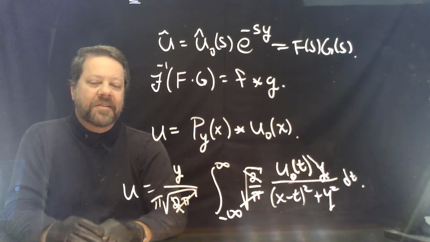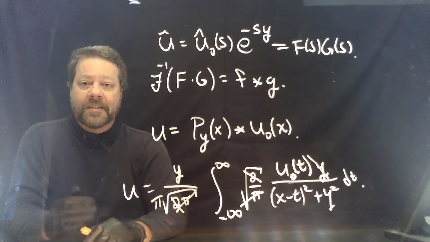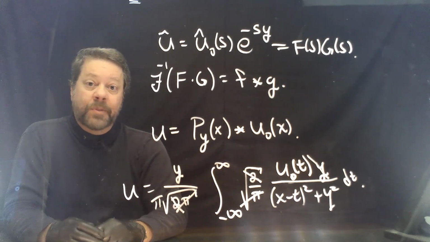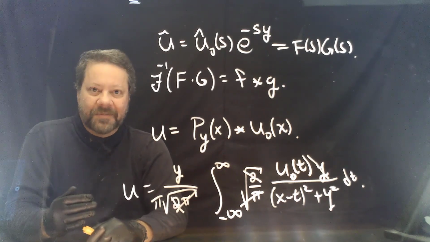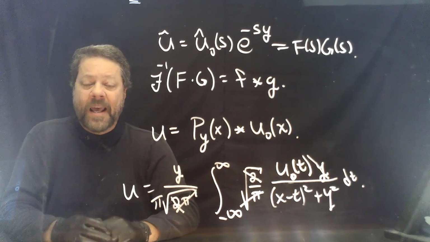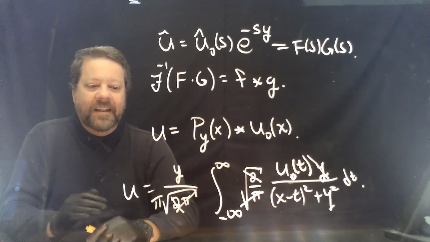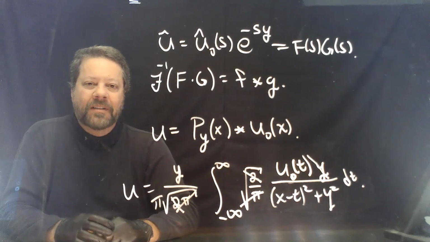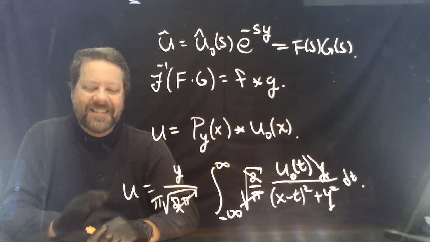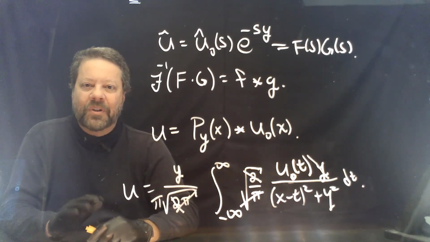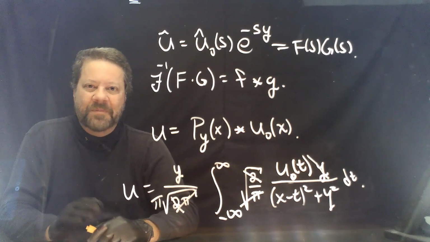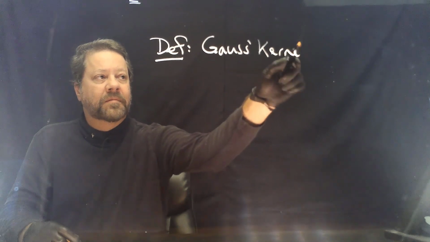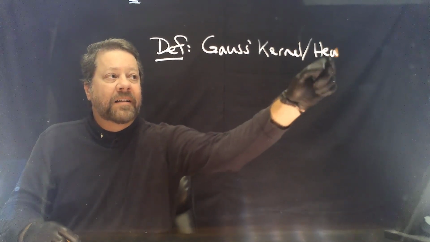All that remains in terms of solving this Dirichlet problem is to specify the initial data and calculate the integral. In this way, this method gives us the solution to all of these problems. So this is a nice way of solving a whole class of problems in one fell swoop. I wish to define something called Gauss's kernel, or the heat kernel.